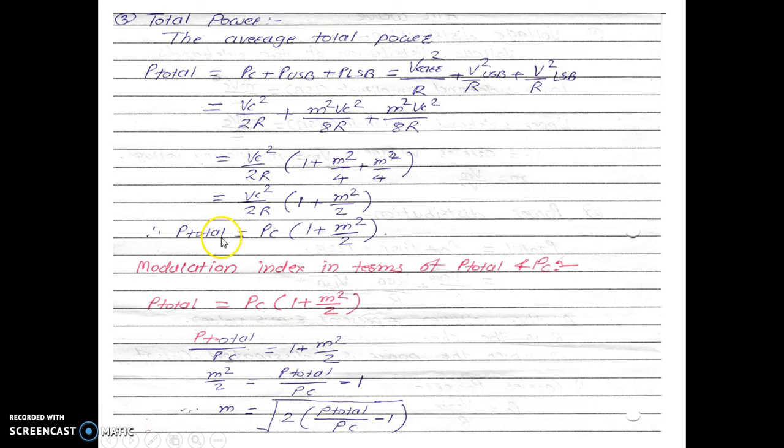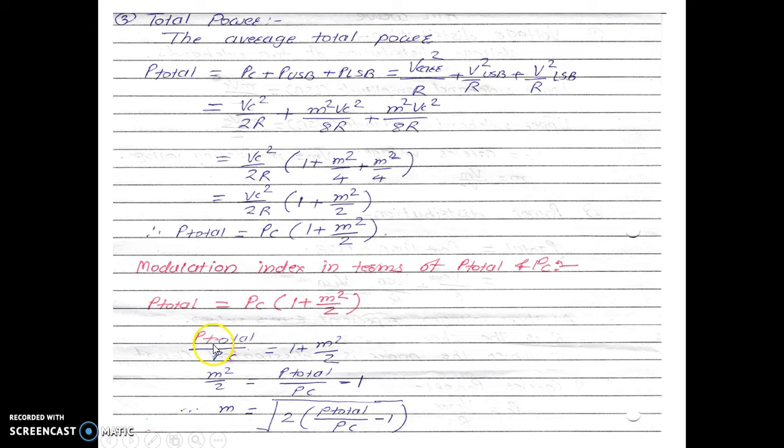Here the total power of the AM modulated signal is equal to PC in bracket 1 plus m square by 2. This total power is in terms of carrier power and modulation index. So it is easily possible to find the modulation index in terms of PC and PT, that is, the total power and the carrier power.